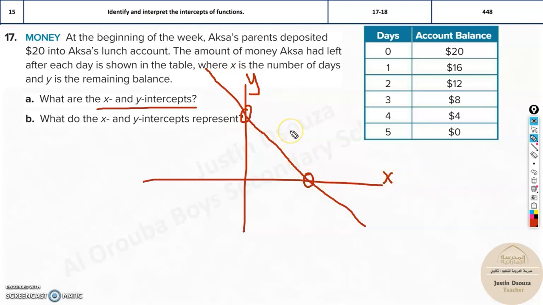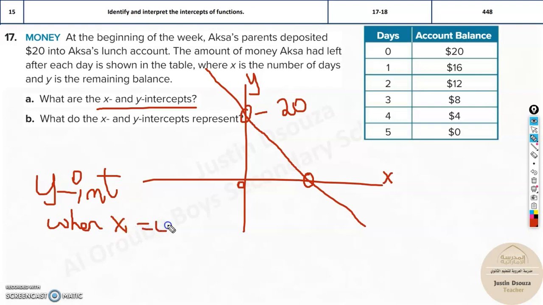Okay, that is fine. But how do we find it? Here they have not mentioned a graph. Okay, now you don't want to draw a graph. How will you directly find it? Now look over here. This is 0, isn't it? Y-intercept will be some value. See over here it is 20, at x is equal to 0. So to find y-intercept is always when x will be equal to 0.